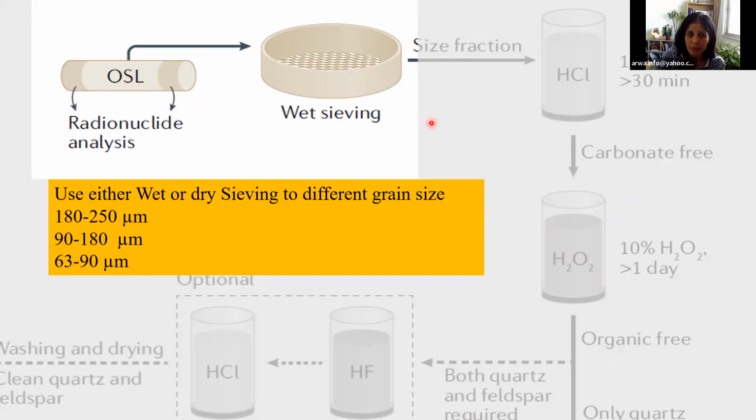First, we do the sieving. The sieving, or separation by grain size, is important for the measurements, and also for calculating the dose rate, because the dose rate absorbed from the radioactive element concentrations is also affected by the size of the grain. Usually scientists use different grain sizes, but the most preferred one is between 180 and 250 micrometers. Below 63 micrometers is avoided because it is rich in clay and does not have enough quartz or feldspars.